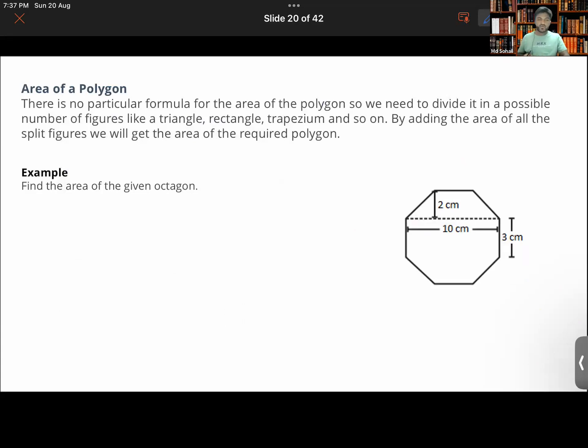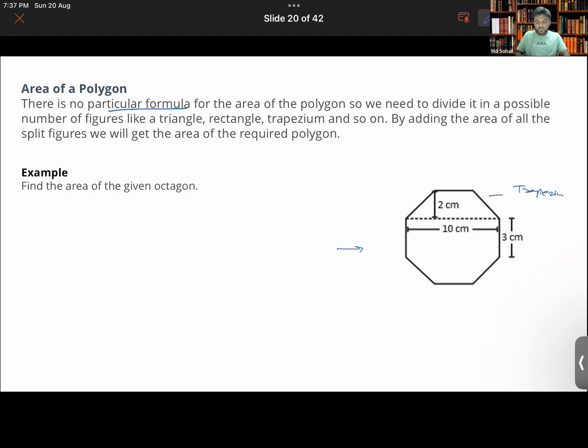Okay. So in order to calculate area of a polygon, Arhan and Arham, we don't have any particular formula, because polygons could be any shape. It could be pentagon, hexagon, heptagon, octagon, nonagon, decagon, and so on. So basically, we divide the figure into appropriate shapes. For example, here we have divided it into a trapezium.